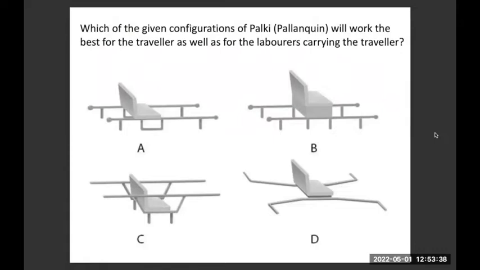These are palanquins, palki. We also know that. There are different palki designs which are given, A, B, C, D. Which is the best palki that works for a traveler as well as the laborers who are going to carry the traveler? And it's one answer. It's not two answers; only one answer is correct here.